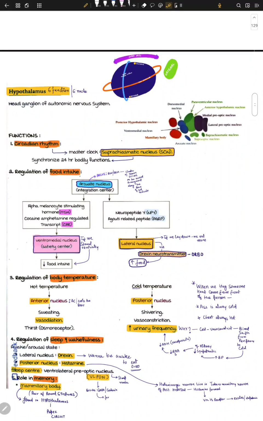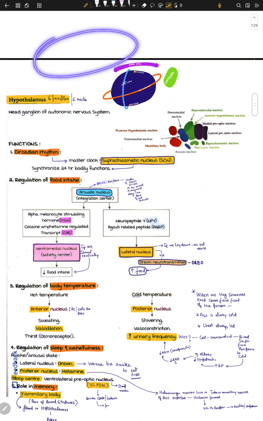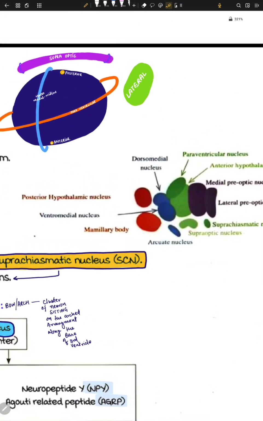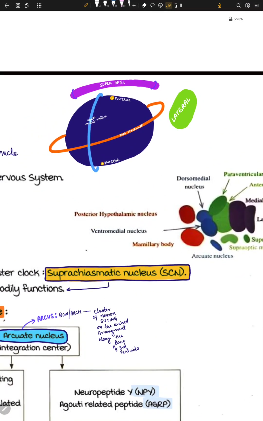So thalamus is here, and the structure present beneath it is hypothalamus. That's why it's named hypothalamus. These are the 6 functions. What about the nuclei? Well, these are the names of the nuclei. For example, we have 6 nuclei.